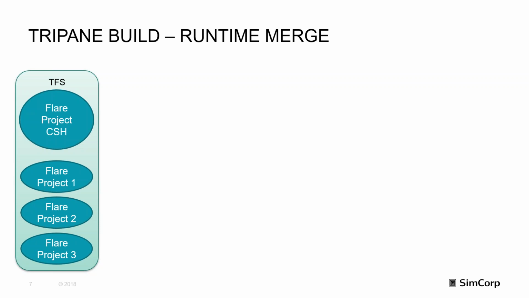So what we have is TFS, where we have a huge Flare project that we call CSH, Context-Sensitive Help. It basically only consists of snippet files that are used in the context-sensitive help. Then we have a number of Flare projects. 7-8 years ago, we actually started out with 35 projects, I think, because we did have some performance issues if we had too many files in a project.